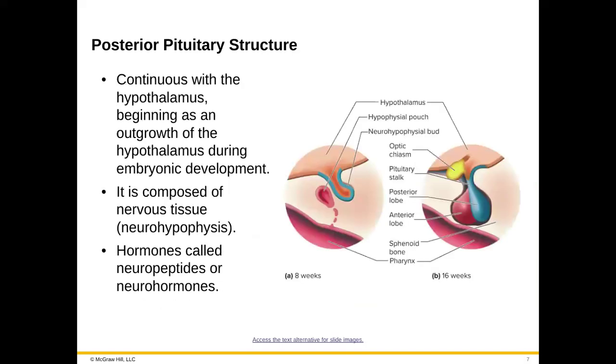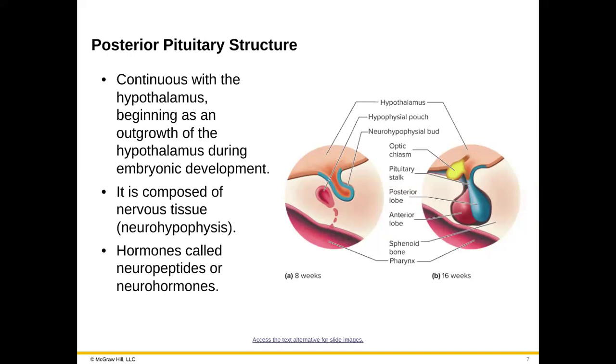So continuing on with the structure of the posterior pituitary, we said that it's continuous with the hypothalamus. It's going to begin as an outgrowth of the hypothalamus during embryological development, and it's composed of nervous tissue. That's why we refer to it as the neurohypophysis. Hormones, called neuropeptides or neurohormones, are what's going to be released from the posterior pituitary.